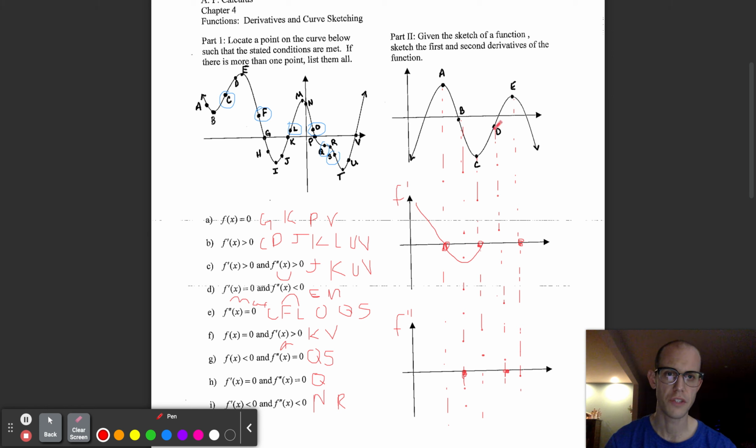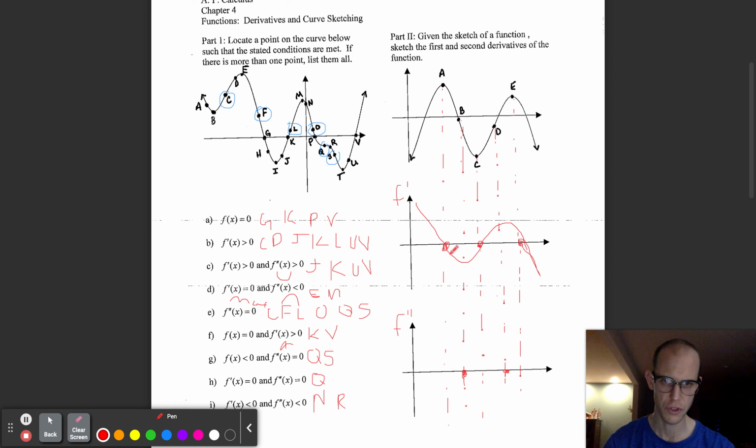D is another inflection point. That's where the slope is the greatest on this interval. So that's going to be the greatest f prime value. And then I got to get back down to 0 here for E. Oops, I missed it just a little bit. But positive slope, positive first derivative. Negative slope, negative first derivative. So now I'm going down here.